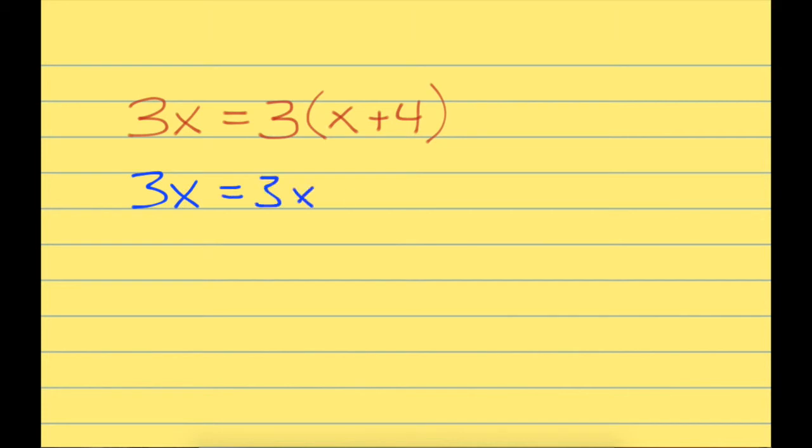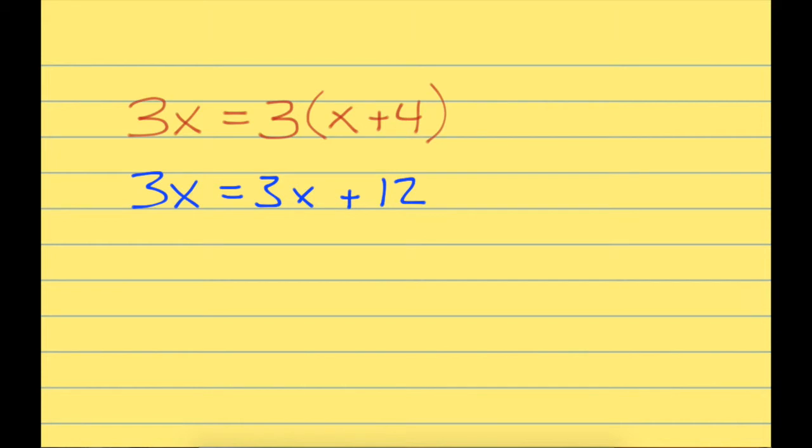Now, not every equation has just one solution, and not every equation has a solution at all. For instance, if I'm given this equation to solve, and I start by using my distributive property, let's take a second and think about what this says. 3 times a number is equal to 3 times that same number plus 12. Well, that doesn't make sense. How could you add 12 to something and still get the same amount?